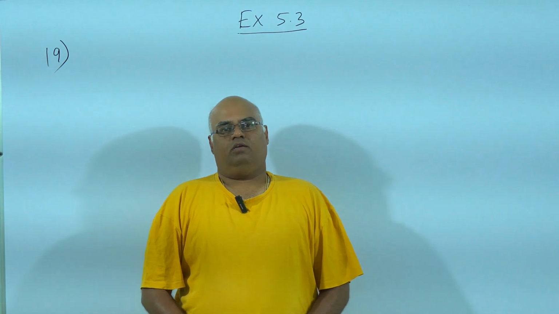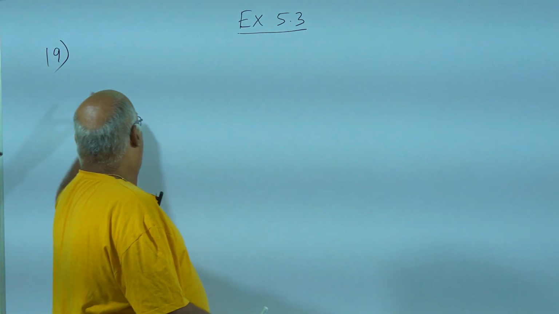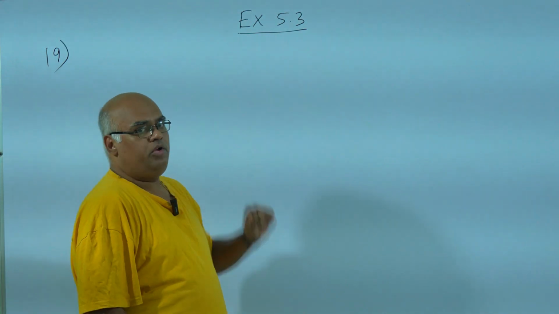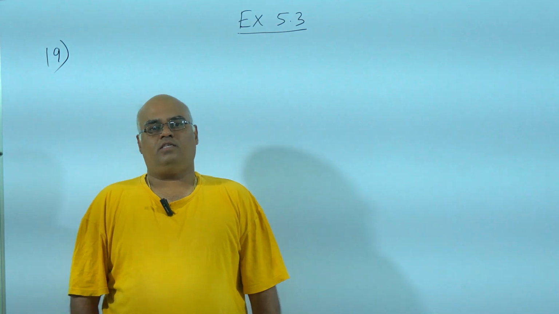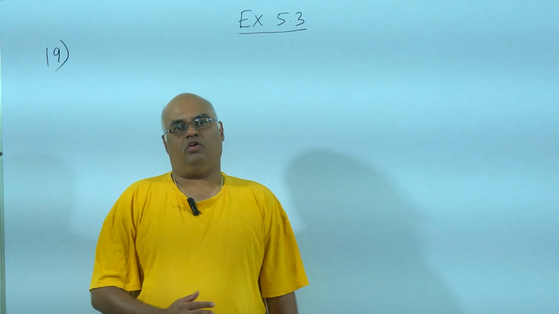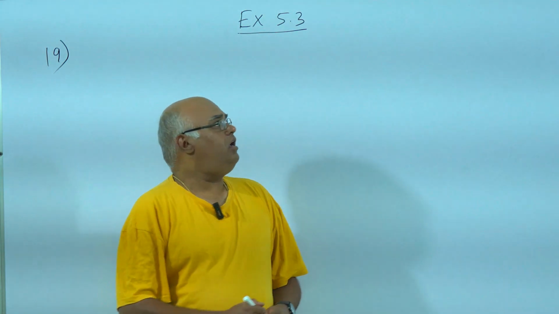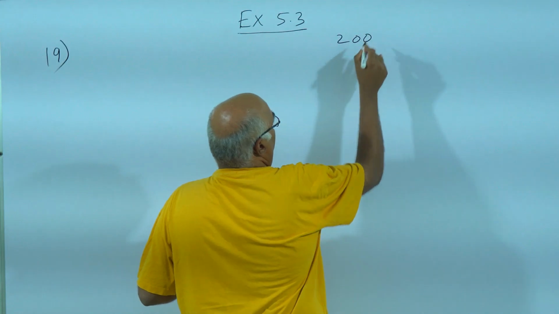I am Krishna sir. Today in this session, I am going to solve the 19th problem from exercise 5.3 of the NCERT textbook. In the 19th problem, there are some logs. Logs are nothing but the trunks of the tree which are cut off from the tree. There are total 200 logs.